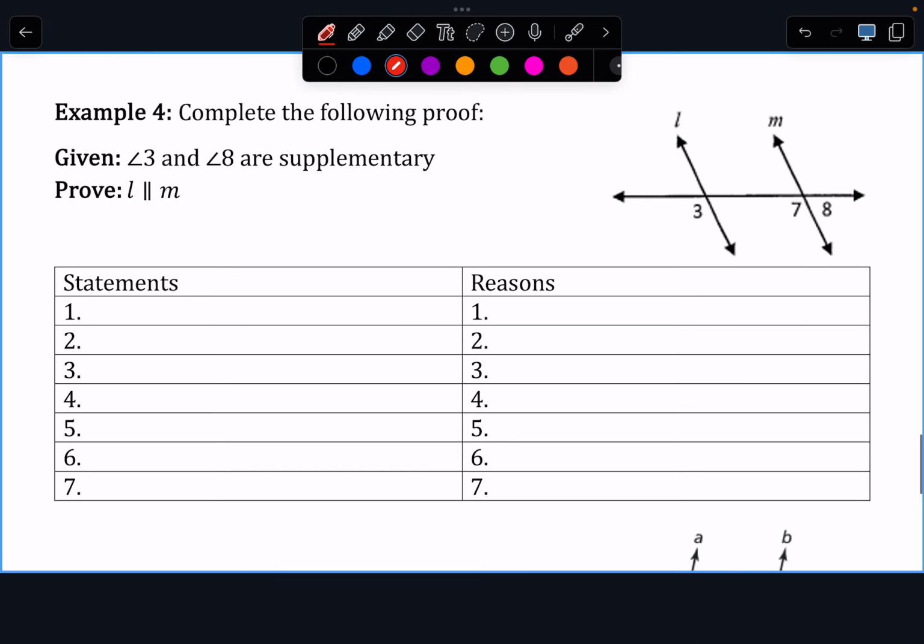All right, so it's our favorite time. Proof time.